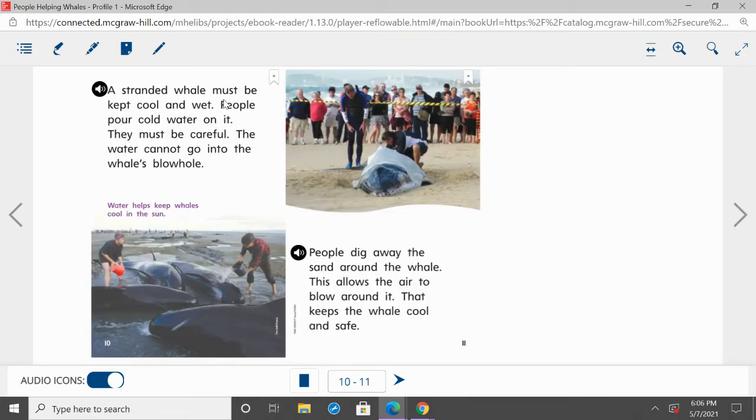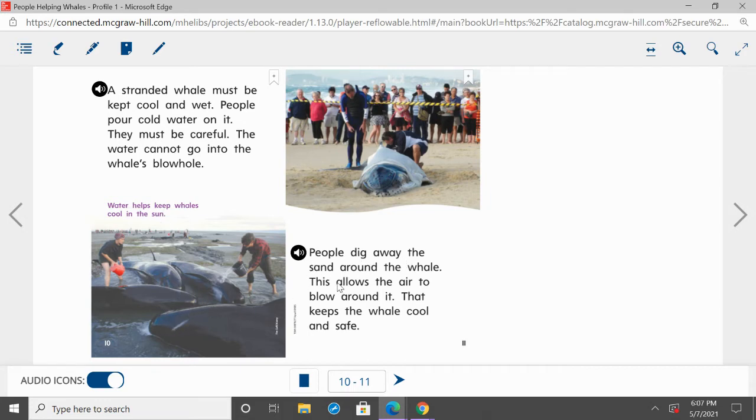A stranded whale must be kept cool and wet. People pour cold water on it. They must be careful. The water cannot go into the whale's blowhole. Water helps keep whales cool in the sun.